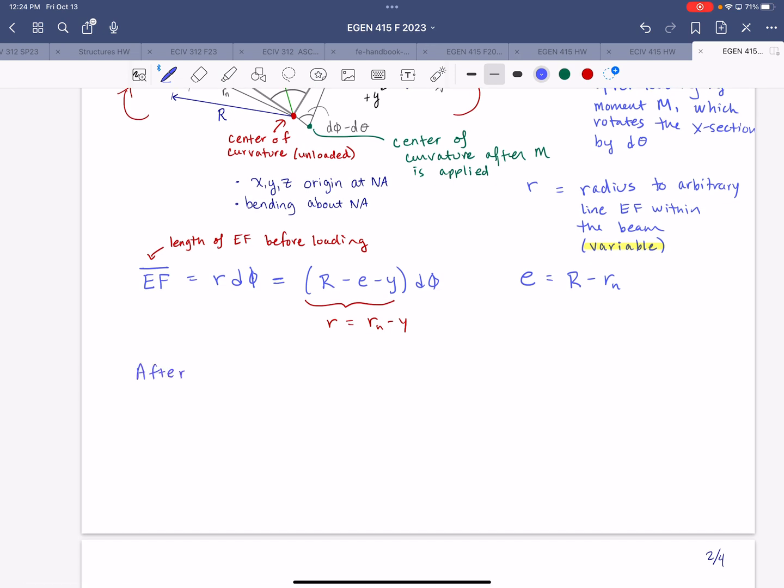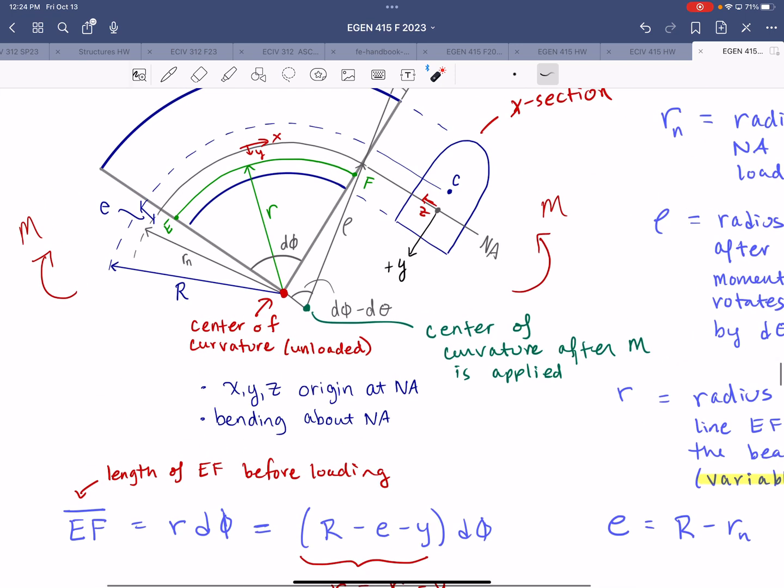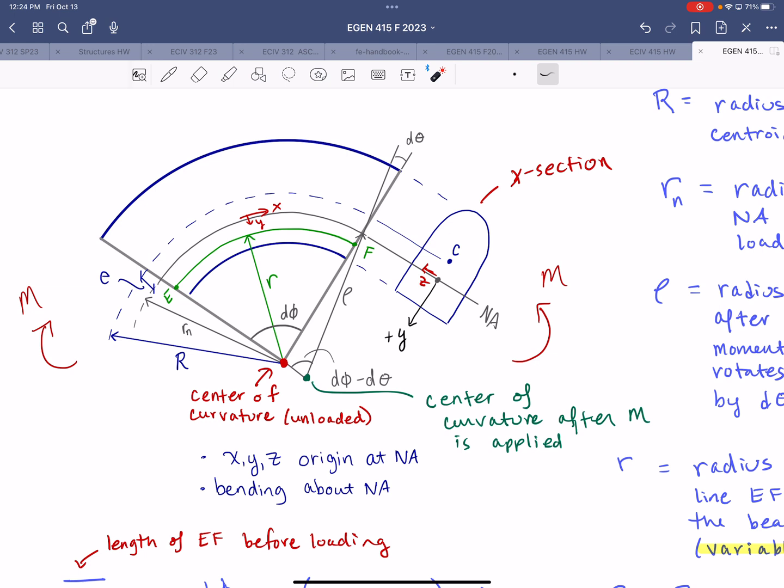So after load is applied, we will define the amount by which this line EF has lengthened. Looking at our sketch, this gray line represents the undisplaced position of the right face of this beam segment before loading. After loading, we have the new center of curvature. This line that aligns with rho represents the new position of that right face of the beam, so it's going to change position like that.